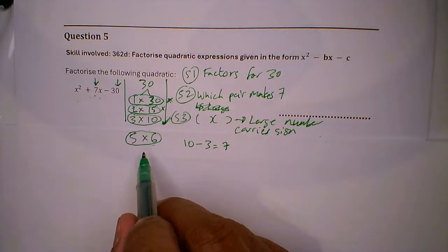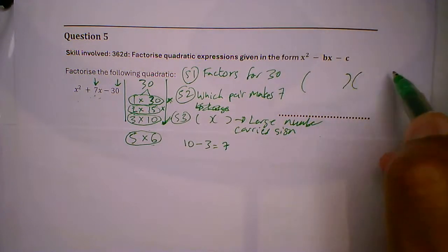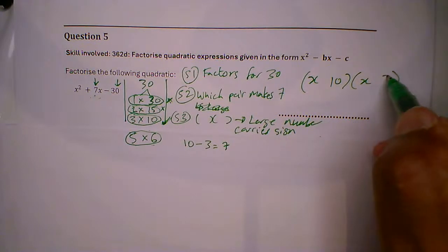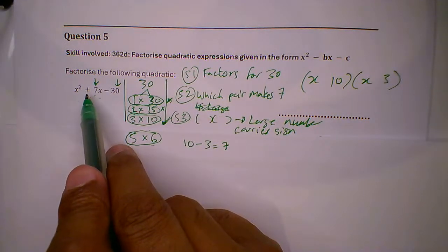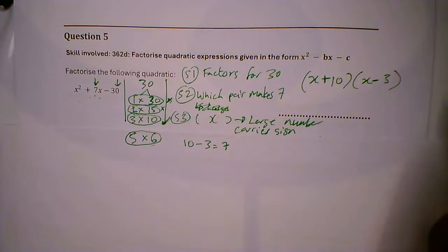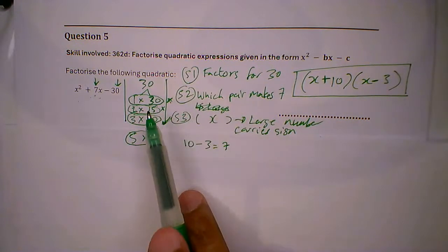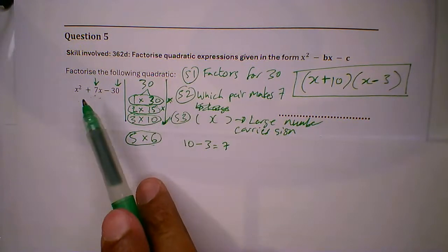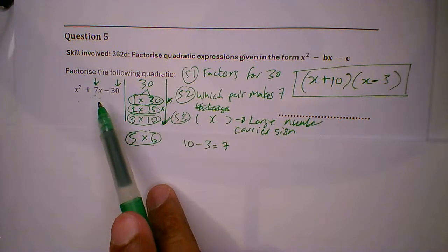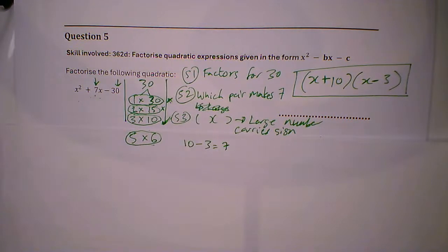No, they are not. So now next step, step 3 is we put it in brackets. We've got x, x, we've got 10 and 3. And so it's plus 7, so the bigger number will have plus, and the smaller number will have minus. So we've got x plus 10, x minus 3. Now this skill is really, really important. If you have a question like this, you're very, very lucky. Otherwise, this skill is required for some of the harder questions.